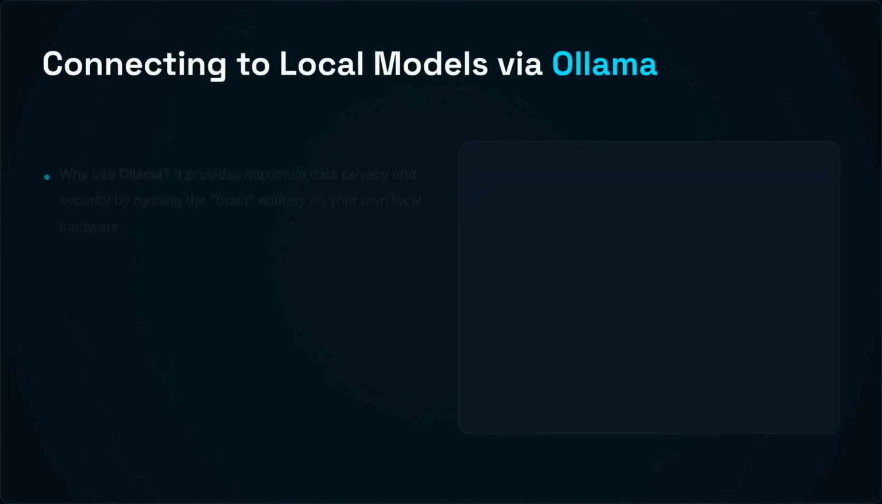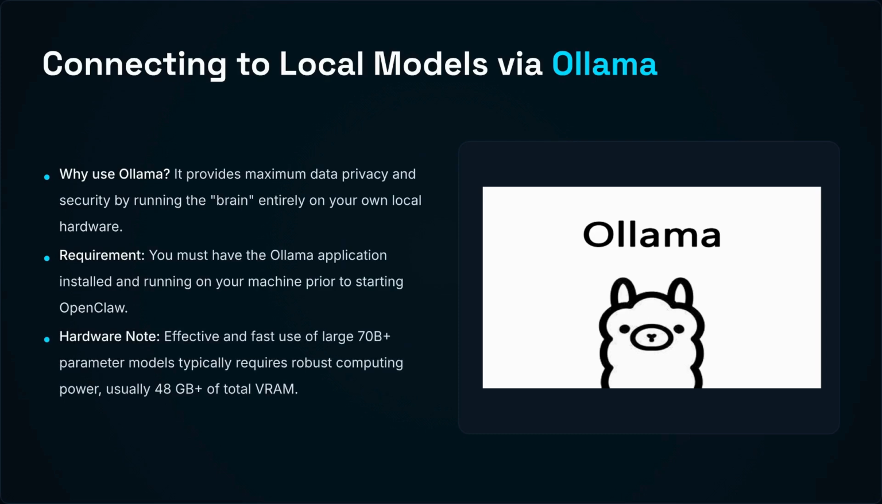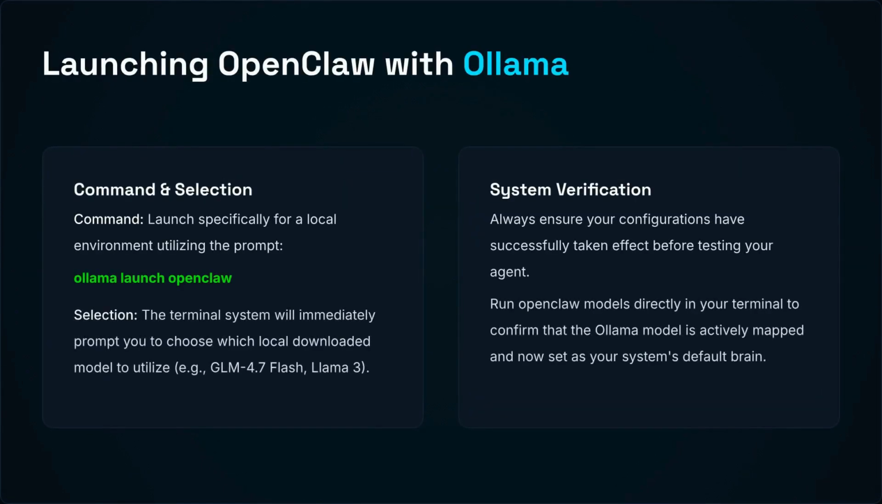You can connect to local models using Ollama for maximum data privacy and security, running the brain entirely on your hardware. You must have Ollama installed and running first. Note that large models may require significant VRAM, typically 48 GB or more. To launch OpenClaw with Ollama, use the Ollama launch OpenClaw command and select your local model. You should verify your configuration by running OpenClaw models to confirm the Ollama model is mapped as your system's default brain.